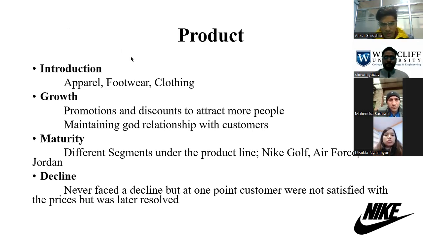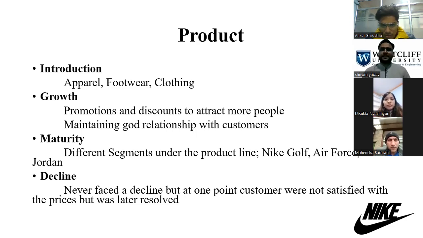So I think the product stage PPT will be given by me. In the product stage, Nike has segmented its products into different segments such as apparel, footwear, and equipment. In the apparel segment, they have t-shirts and joggers. In footwear, they have different products such as Air Jordans, basketball shoes and running shoes.